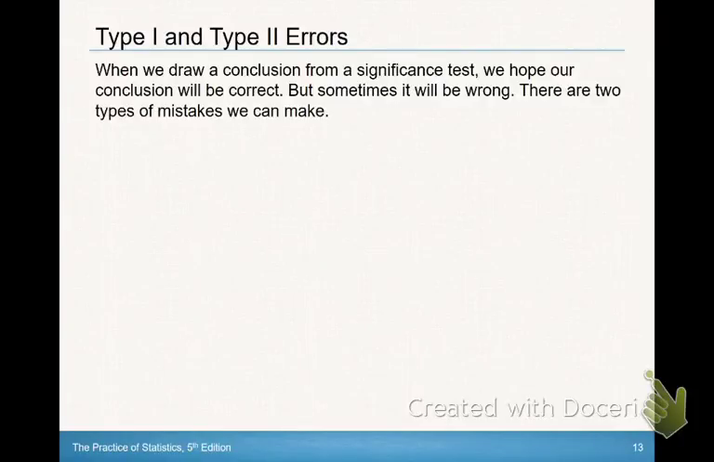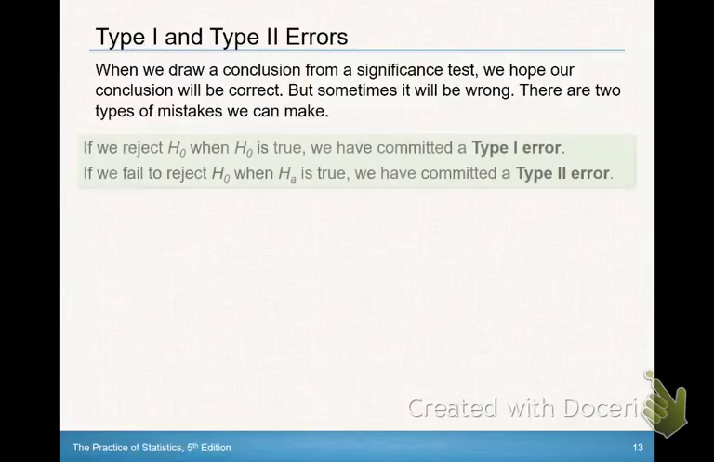Okay, in this last section of 9.1, we are talking about what type of errors can happen. So when we draw a conclusion from a significance test, we hope our conclusions will be correct, but sometimes it will be wrong. There are two types of mistakes we can make, type 1 and type 2 errors. If we reject the null hypothesis when the null hypothesis is really true, we have committed a type 1 error. When we fail to reject the null hypothesis and the alternative hypothesis is true, we have committed a type 2 error.